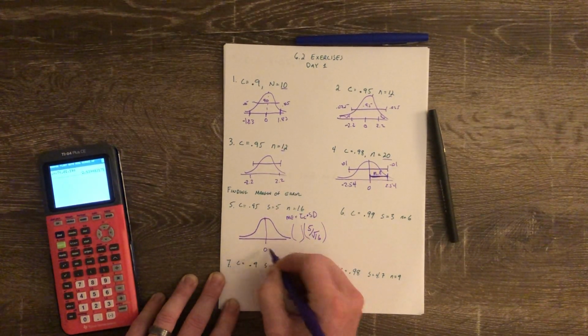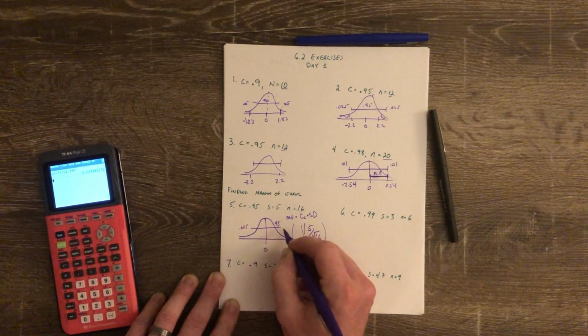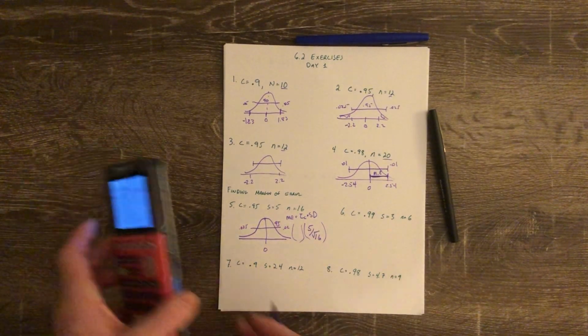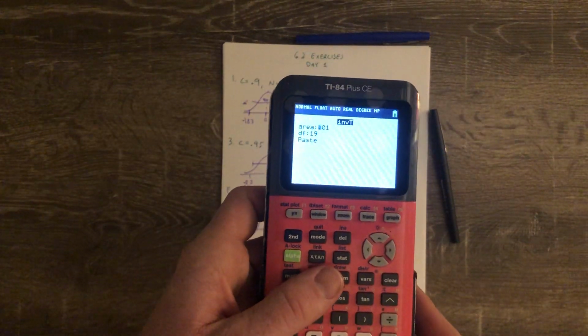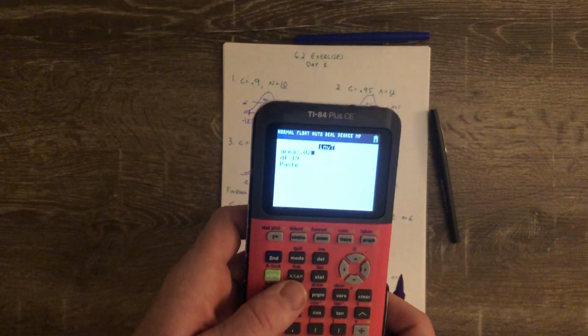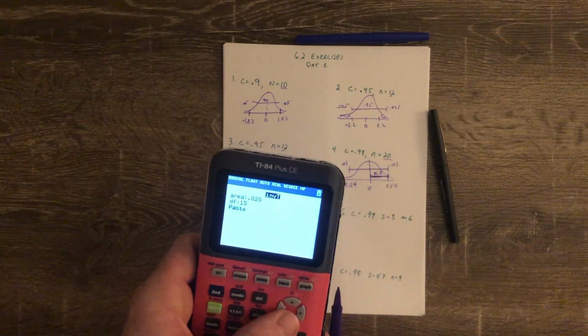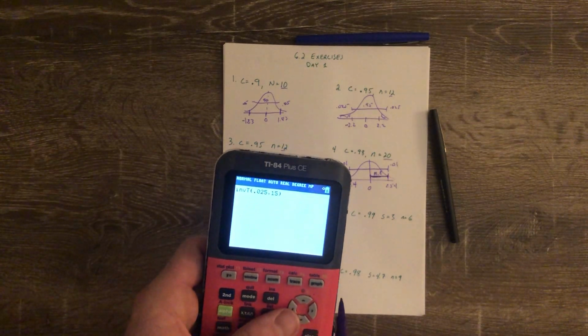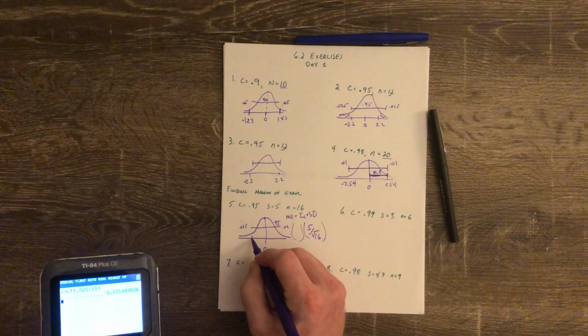So again, 0 goes in the middle. I want to find 95, so I got 0.025, 0.025. So I go invert t, just like I did before, second distribution, invert t, and I go 0.025. Then I got 15 degrees of freedom because n is 16. So I got t to be negative 2.13.